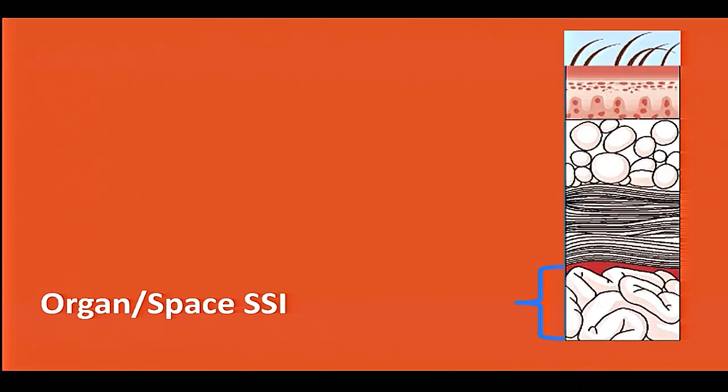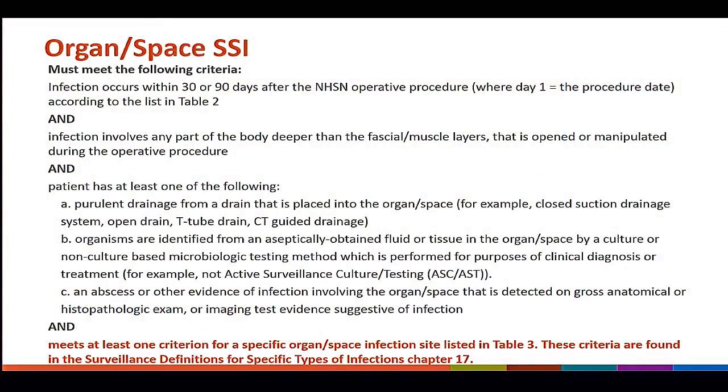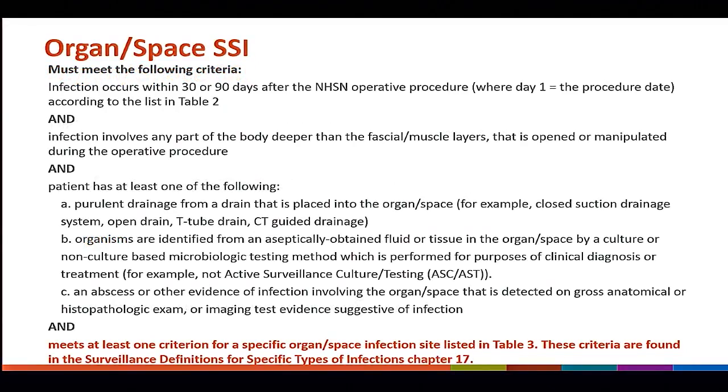Okay, and finally, organ space SSI, my favorite. Okay, so what is the definition of an organ space SSI? Well, the infection can occur within 30 or 90 days after an NHSN operative procedure, where day 1 is the procedure date. And it involves any part of the body that's deeper than the fascial muscle layers that is opened or manipulated during the operative procedure.